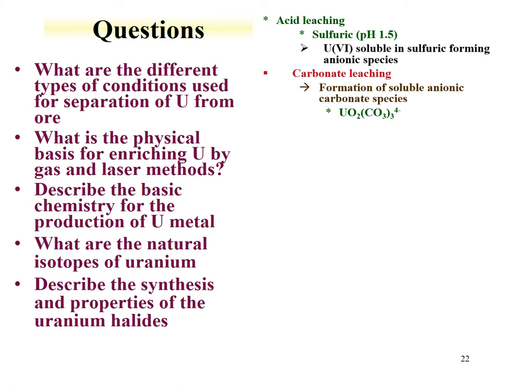Anionic species are also formed with carbonate leaching. So in a basic system, you can form carbonate systems. The uranyl carbonate will go into the solution phase. This is beneficial because a lot of metal ions will then go into the solid phase. You can achieve an initial bulk separation with this route.